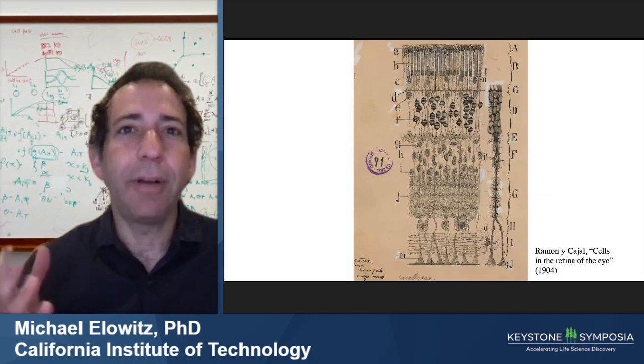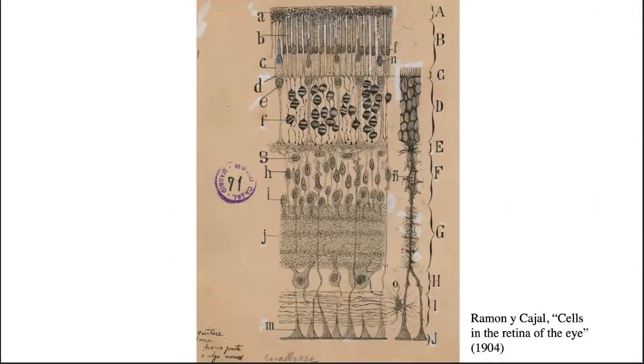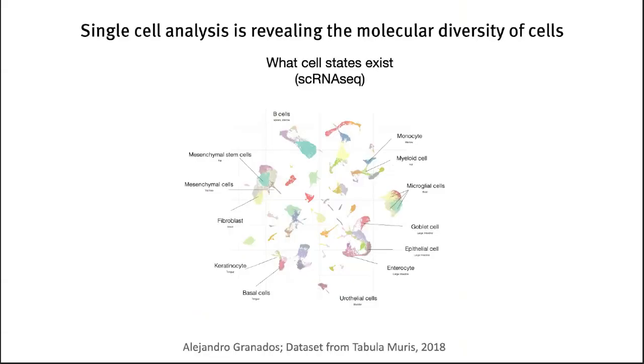So I thought I would start by reminding myself and you that the idea that cells are incredibly diverse is something we've known for well over a century. It's always best illustrated in these beautiful drawings by Ramon y Cajal. This one is of the retina. But we've always known that cells exist in a huge variety of different shapes, sizes, morphologies, and also now molecular states.